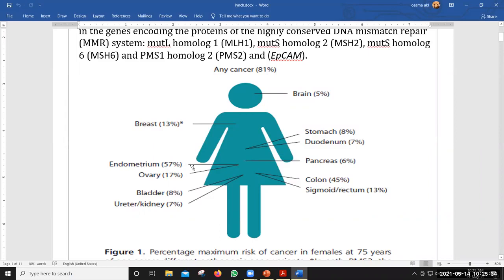So generally, without saying what is the gender, Lynch syndrome is generally more colon or more endometrium? More colon. If we look at both genders, boys and girls, colon will be the most predominant one. You are right. That's why in the exam, if they ask which cancer is more common with Lynch syndrome, you have to say colon cancer.